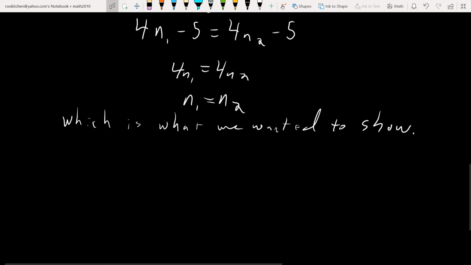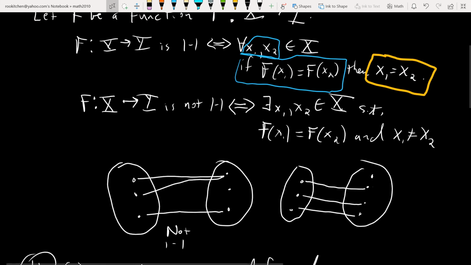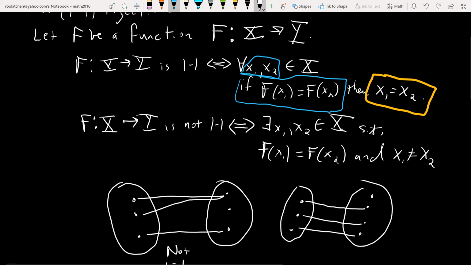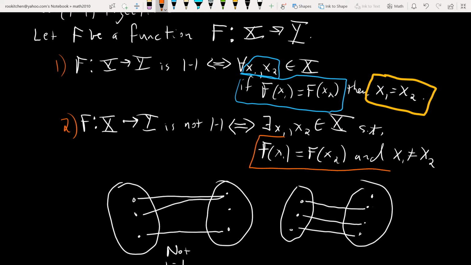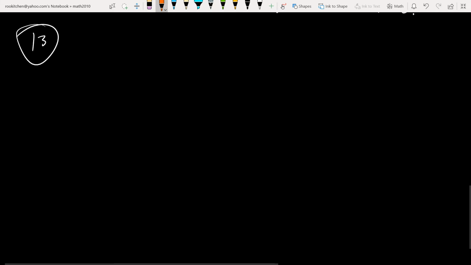Let's look at one where we're just saying that something's not 1 to 1, and this just comes down to finding a counterexample. If you look back up at our definition, at the left part of it for the second, so this is like 1 and this is 2 here, we just need to find a place where f of x1 equals f of x2, and then x1 does not equal x2. So we need to find these two numbers that kind of screw it up.